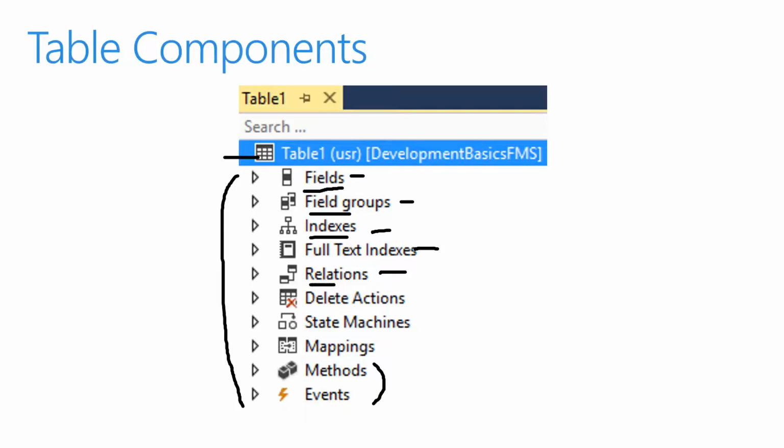Again, we have relations where we can define how this table relates to records in other tables. We also have delete actions. This node will not be used for new development. Starting with this version of the product, delete actions are specified on properties of a table relation. However, the node remains for upgrades from previous versions. We'll look at these pieces more in depth in next modules.